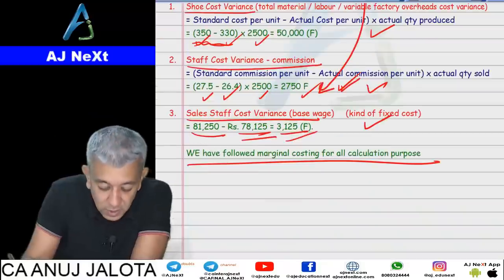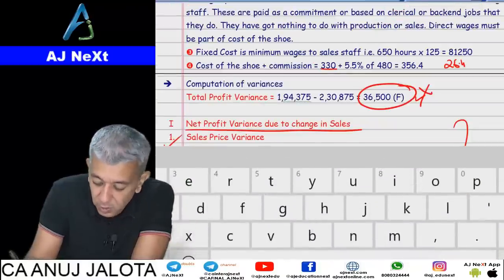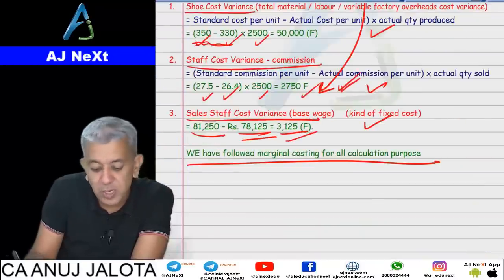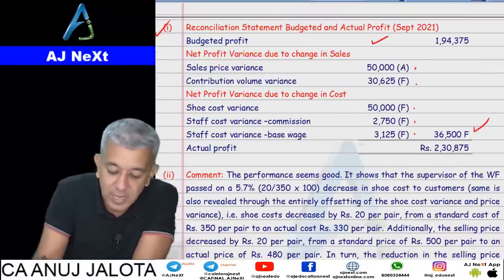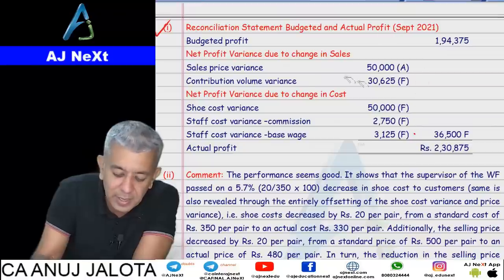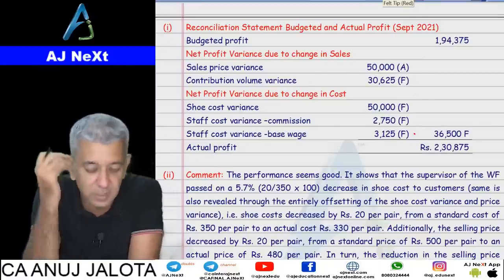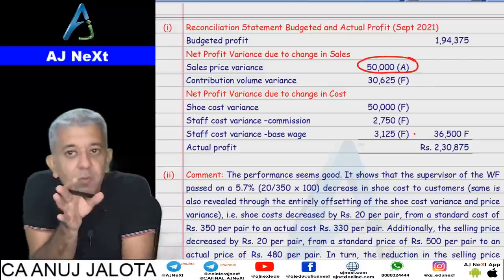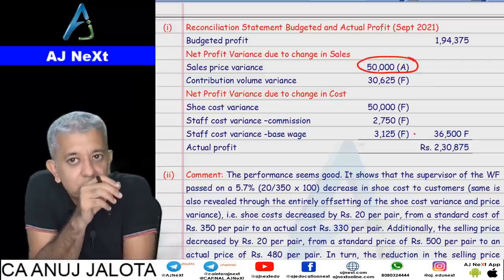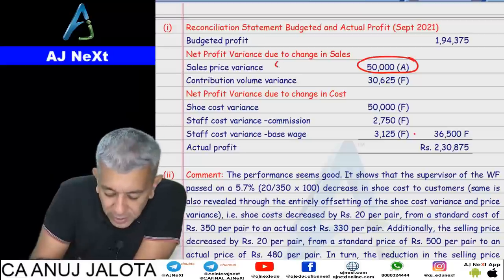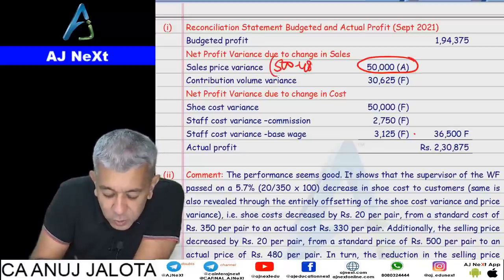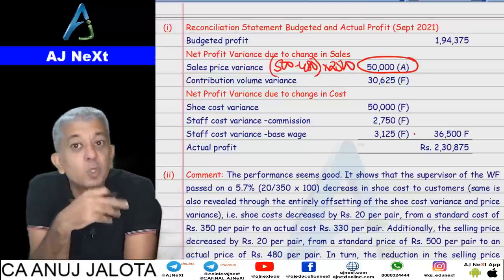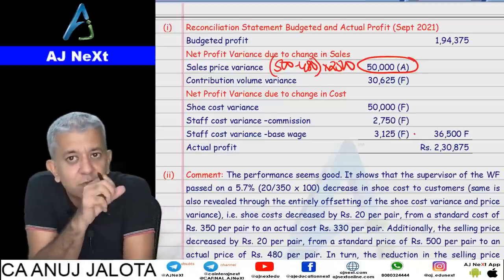Now see what those guys are saying. Comment on supervisor's performance. So please only comment on performance, nothing else. Now see, I'm only going to be seeing this particular data and I will comment. First of all, we have lowered the selling price, so therefore we lost 50,000 rupees. We should have sold at 500, we sold at 480 into 2500, so the company has lowered the selling price, due to which the company lost 50,000.